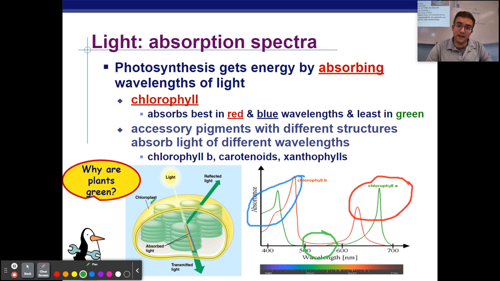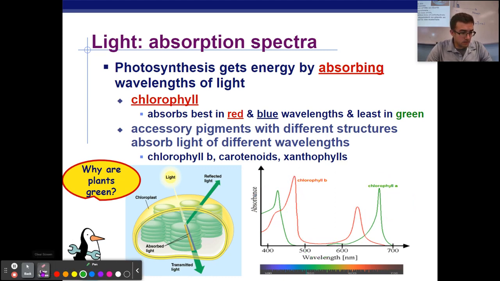We do have other pigments as well that help us with that, xanthophylls and carotenoids, each with their own different color and pigment. A little bit more, just real quick here.